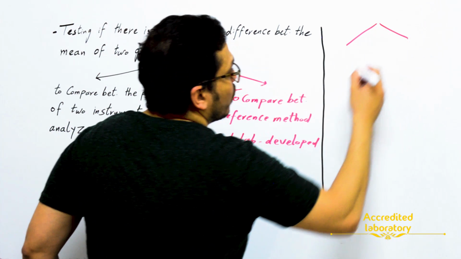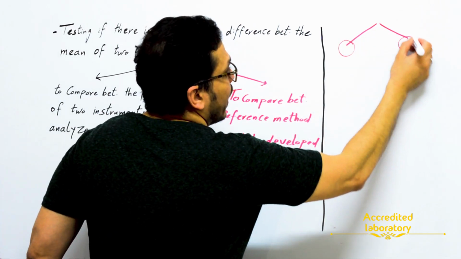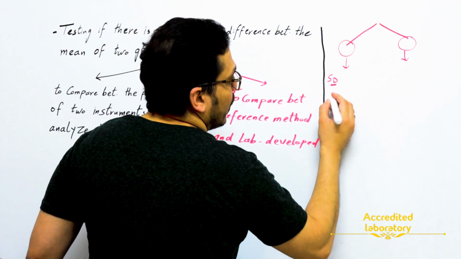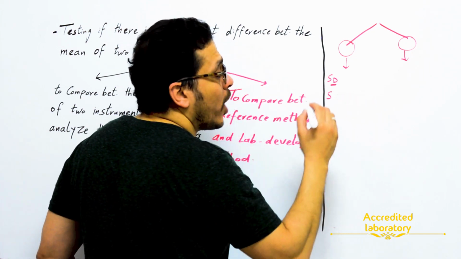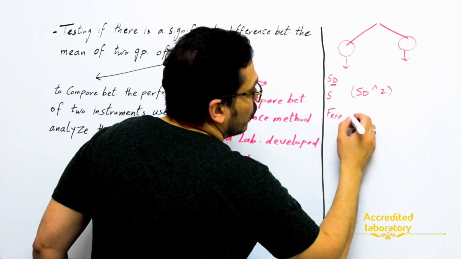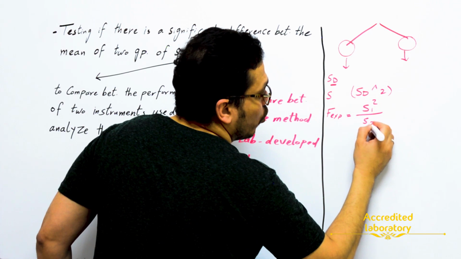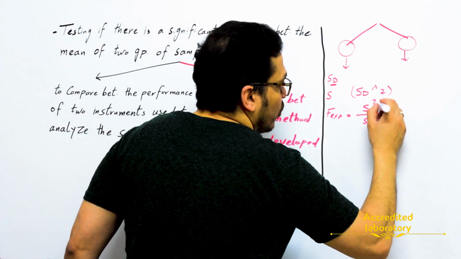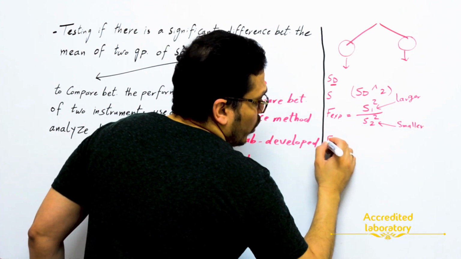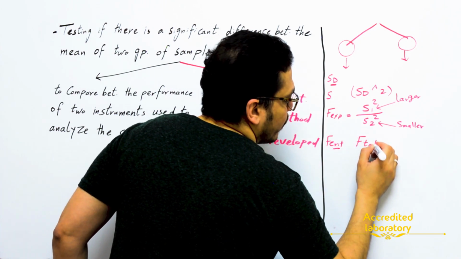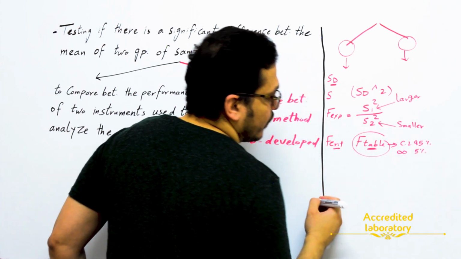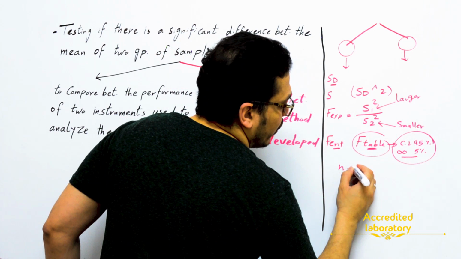You can analyze from 6 to 10 replicates of spiked samples using the reference method and the lab developed method. Then you calculate the standard deviation for each group, then the variance for each group, and the variance is equal to the square of the standard deviation. Then F experiment is equal to the variance for group 1 divided by the variance for group 2, and here you put the larger variance in the numerator and here the smaller variance. Then you will calculate the F critical value from the F table at a confidence level of 95% or alpha error of 5% at degrees of freedom n-1.